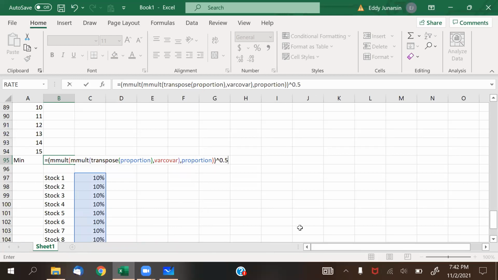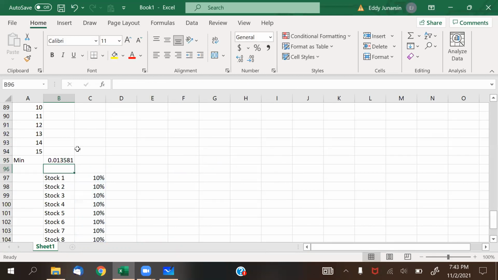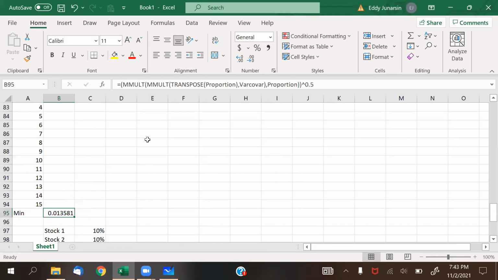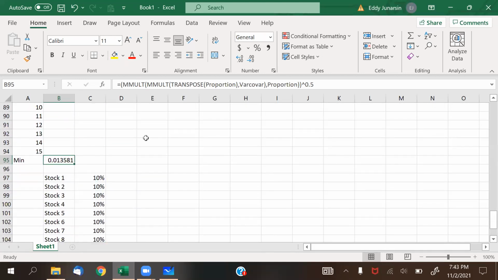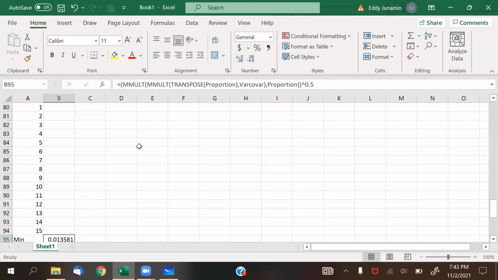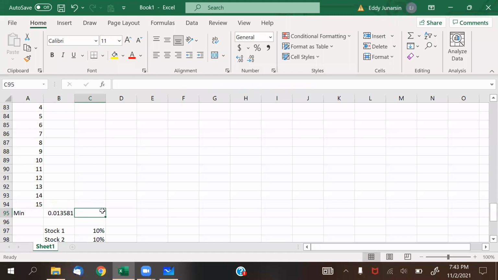Okay, so transpose of proportion with far, cofar, then proportion, and the square root of it. Okay, so we got the formula for the minimum. But this is not the final result because we'll use the solver. But at least we have the formula there.